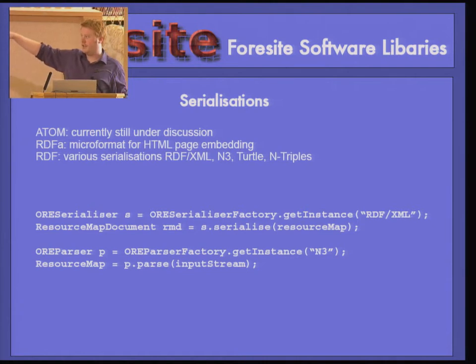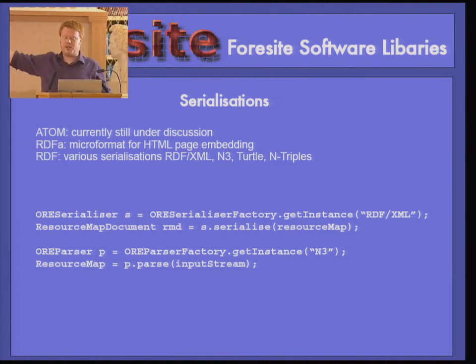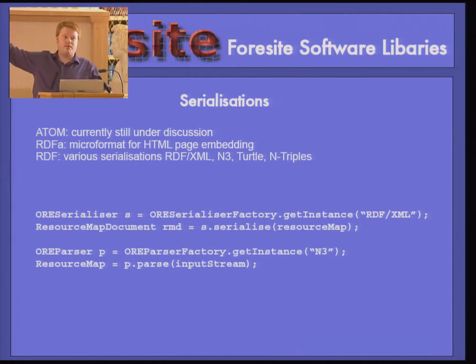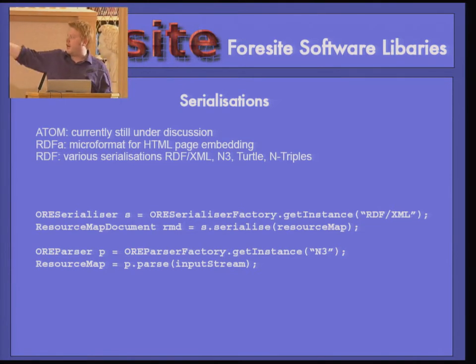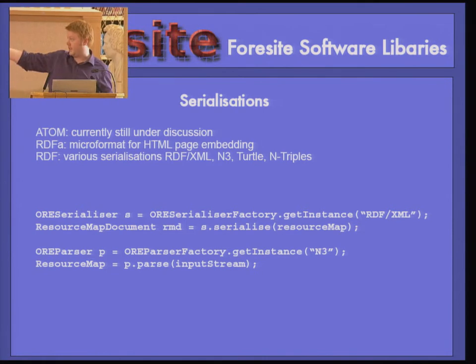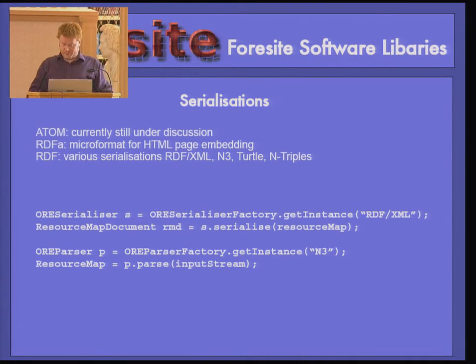And you see it's very nice and simple. Again, a little code snippet. It's very simple to create and manipulate these things. If I want to serialize a resource map, I create a serializer for the type of output I want, and pass in the resource map. Likewise for the parser, I create a parser for the format that I want, and I give it the file, in this case in the form of a stream of bits, and it gives me back the resource map. It's nice and simple and reasonably quick.